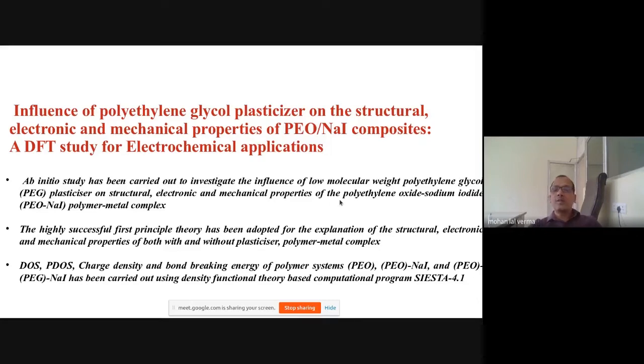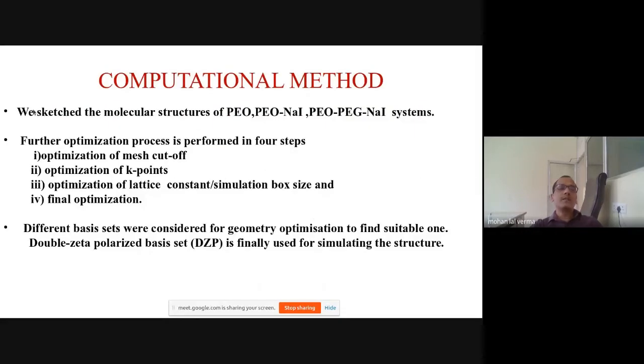In this work, Shivani from Bundelkhand University is involved with me, and she did a wonderful job and performed all the DFT-based calculations. Recently we have communicated this paper. I will just show you some results, and I'm not going into the detail because it is unpublished. Obviously the method is the same.